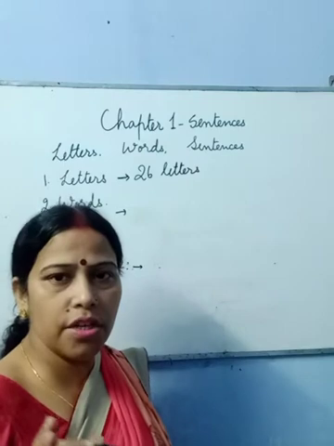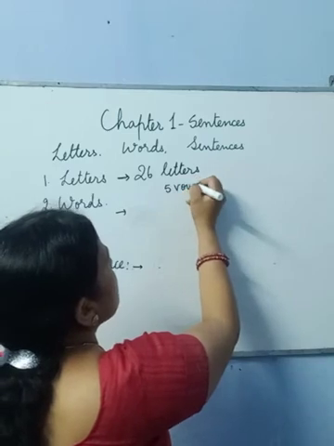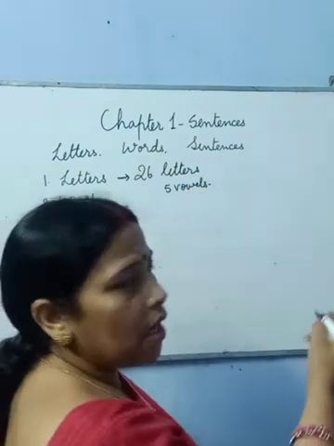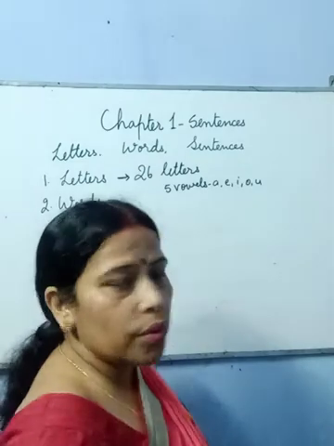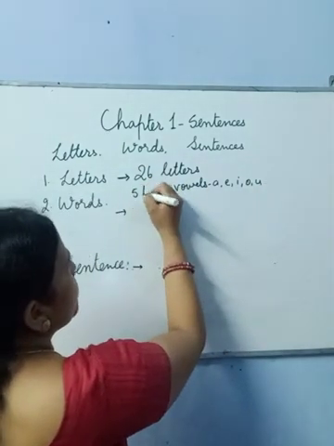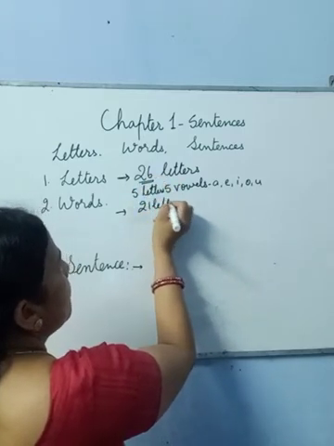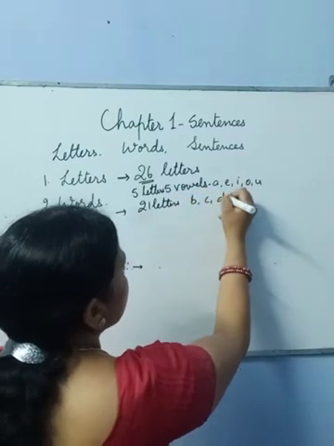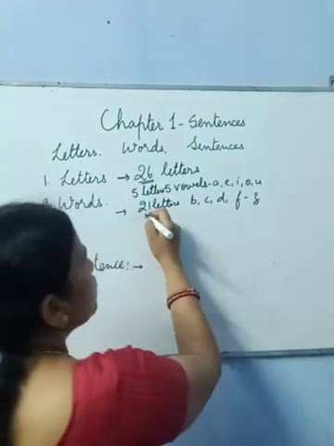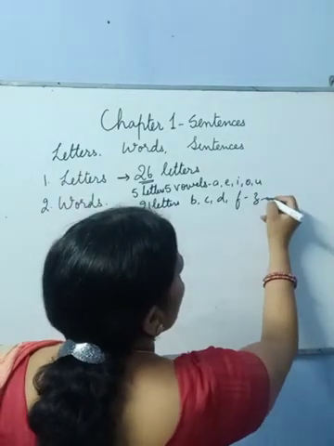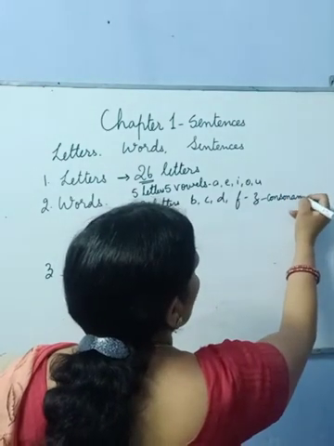Out of the 26 letters in the English alphabet, there are 5 vowels, and the vowels are A, E, I, O, U. So 5 letters, and the rest 21 letters, like B, C, D, F till Z, leaving A, E, I, O, U. How many are there? 21. So what are they known as? They are known as consonants.